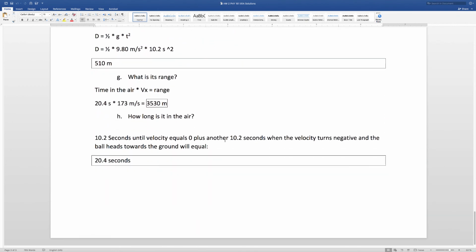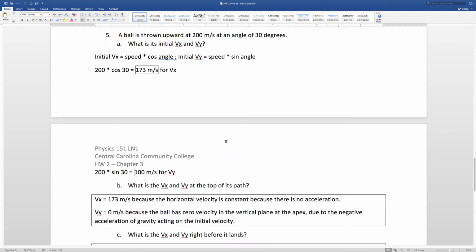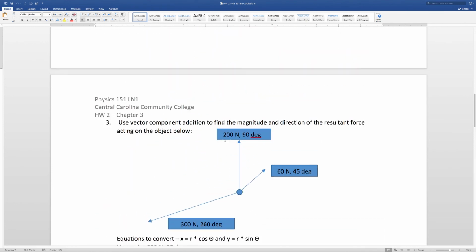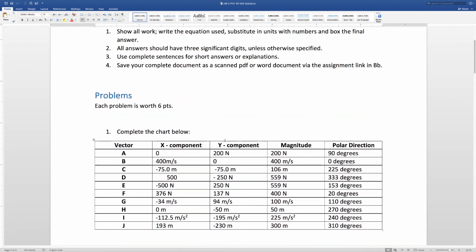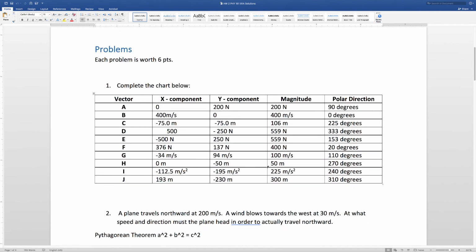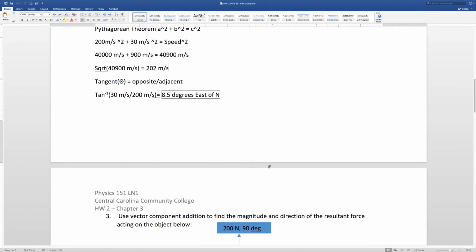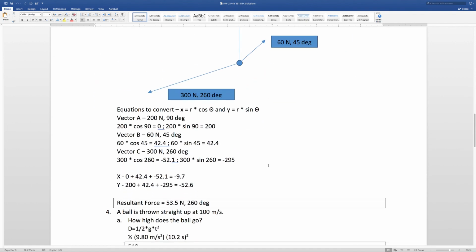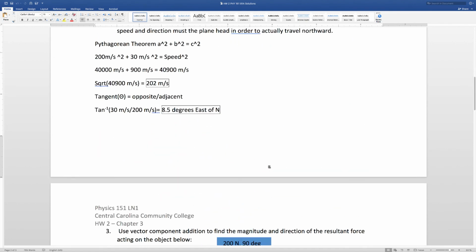So I've posted this solution in your module section so that if you want to look at your answers again and just take a double look at them, make sure you've got the same thing, that you can. But this is what I'm looking for. Okay. All right.